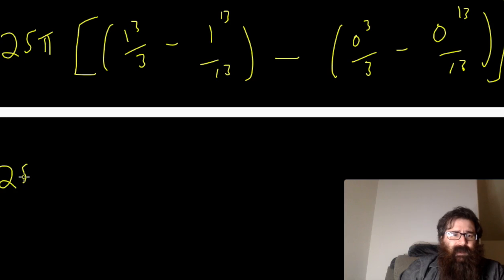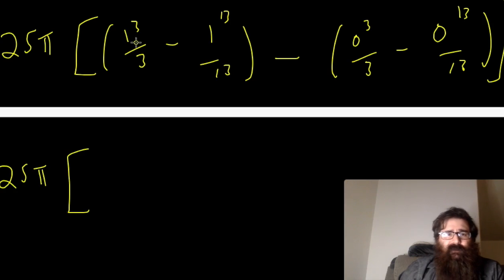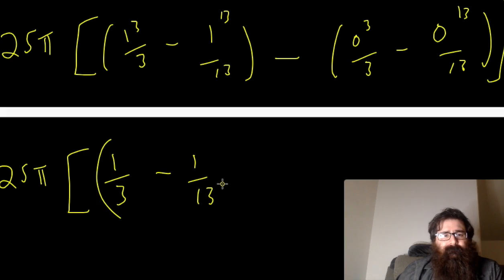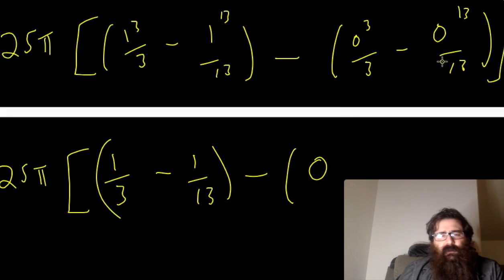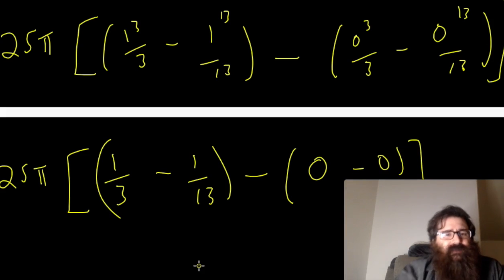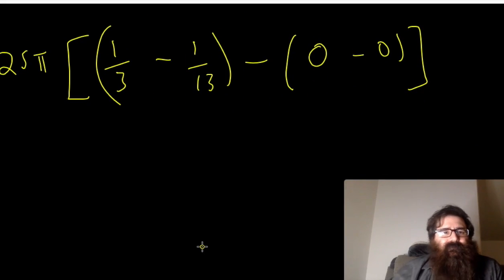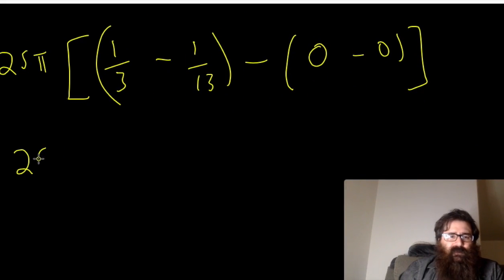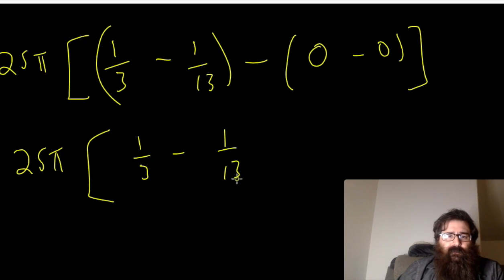So I have 25 pi factored all the way out in front of all the fun stuff. 1 cubed is 1 divided by 3, minus 1 to the power of 13 is 1, and then we're dividing that by 13. And then minus, here 0 cubed is 0, gives me 0. 0 to the 13th is 0, dividing by some other number that's non-zero gives me 0, so that's all 0. All 0 there. So what am I left with? I'm left with 25 pi times 1/3 minus 1 over 13.